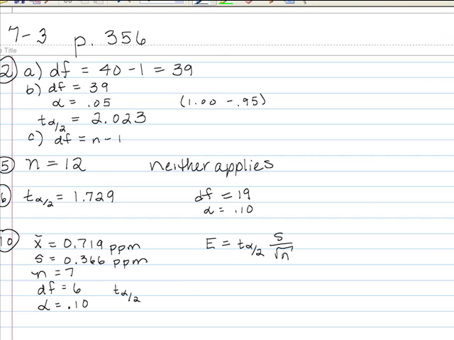So E will be 1.943 times 0.366 divided by the square root of 7. Okay, so using my calculator, 1.943 times 0.366 divided by the square root of 7. So I'm getting 0.1978.